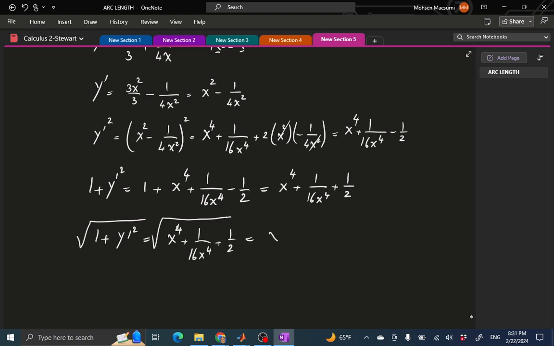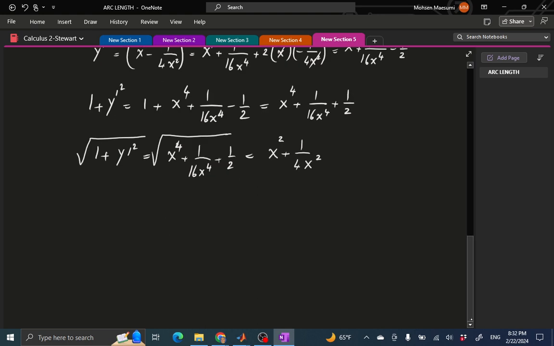Convince yourself that this is x squared plus 1 over 4x squared. Why? Because if I square this one, I get x^4. The square of this one is 1 over 16 x^4. Twice the first and the second is this plus here.